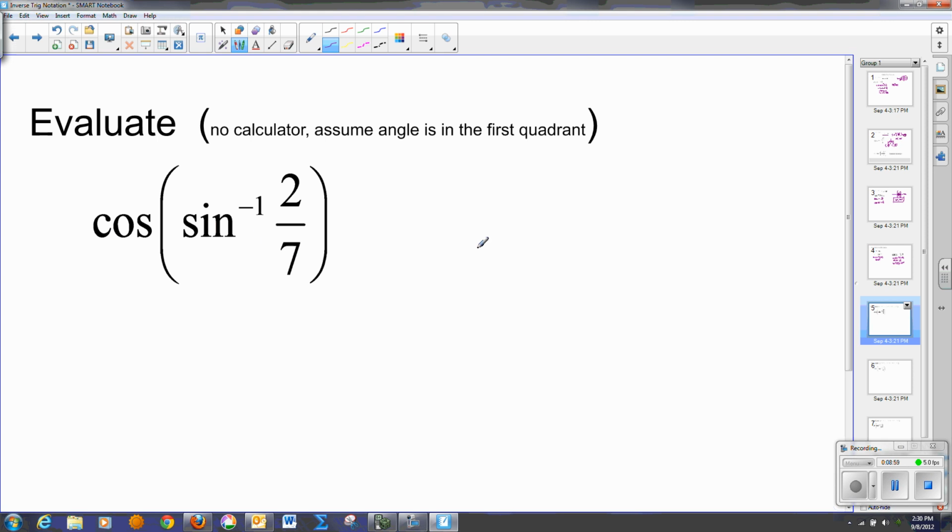So what they want me to do is find the inverse sine of 2/7. And what I'm really looking for is some angle theta. All right. But here's the deal. I don't have a calculator, so I can't pop this in. So there's got to be another way to get this problem done. Well, there is. This is in inverse notation. What if I were to take it out of inverse notation?